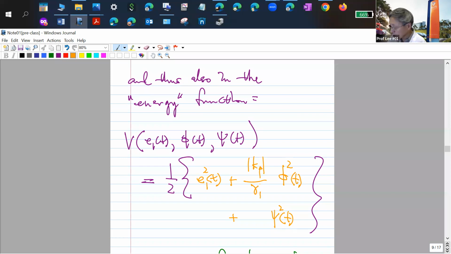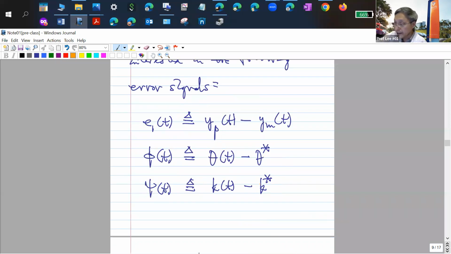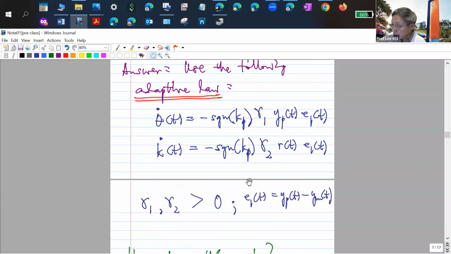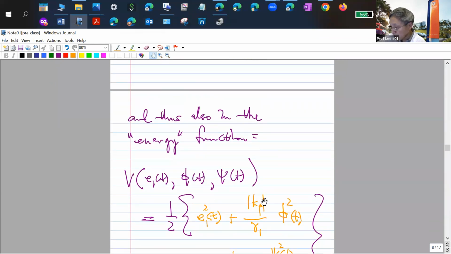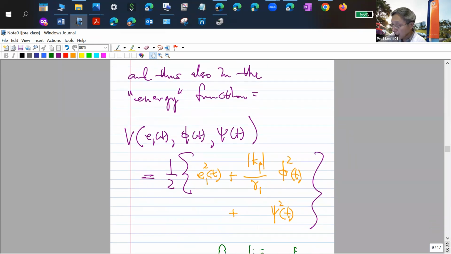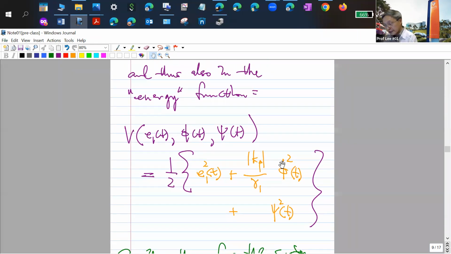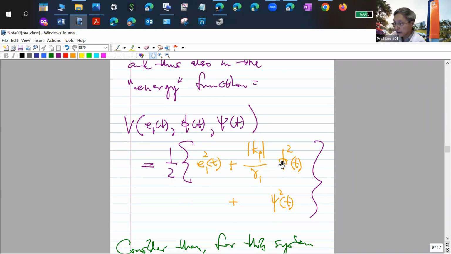Remember, gamma 1 was the positive control gain that I use for theta. There's gamma 2 as well. And Kp was from the system, the system that I try to control. I don't know Kp, but never mind. Here I'm just philosophically stating an equivalent energy function of interest. So I put it down there.